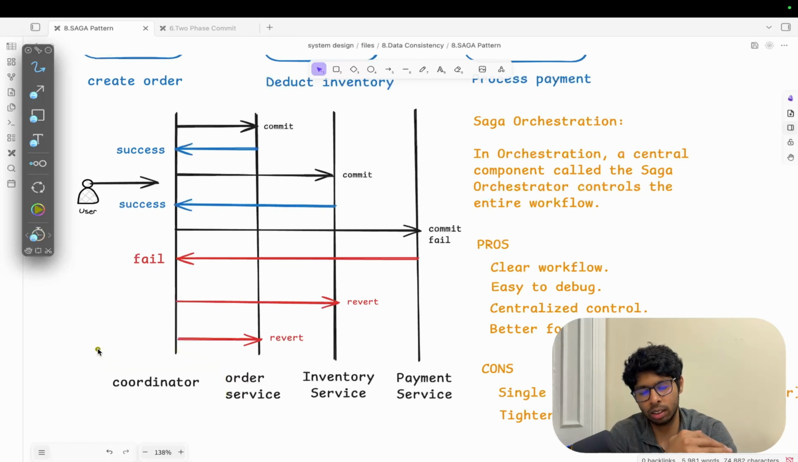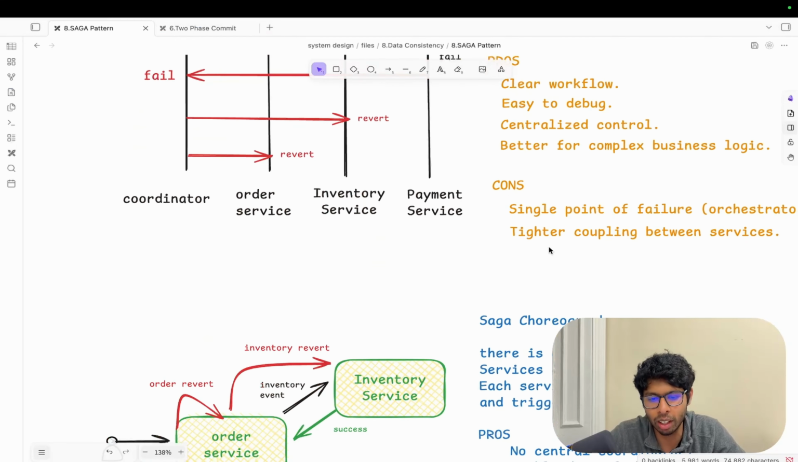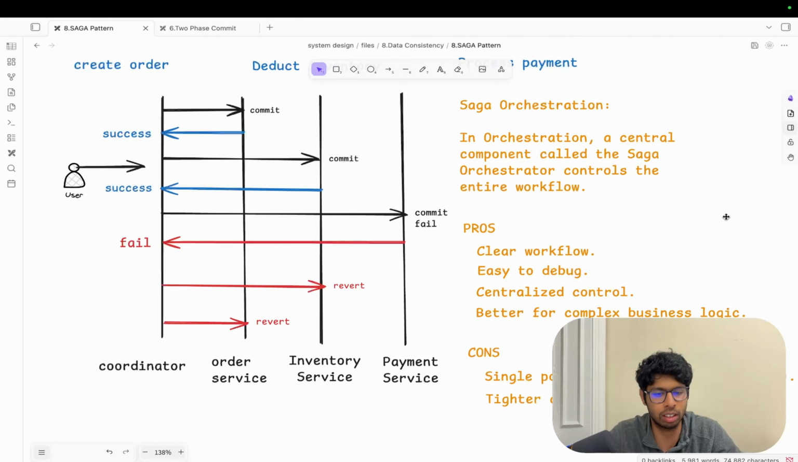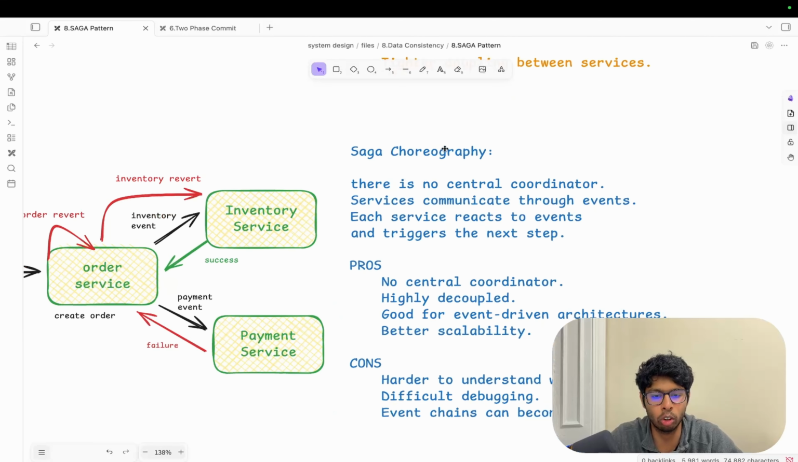In the two-phase commit and the three-phase commit, we had this coordinator, and at the end I mentioned the con here: of course, if we have a coordinator and the coordinator fails, everything fails. So in the saga pattern there is also going to be this problem, a single point of failure if the coordinator fails. Okay, this saga pattern is divided into two parts: first is saga orchestration and the second is saga choreography. We'll study choreography later.